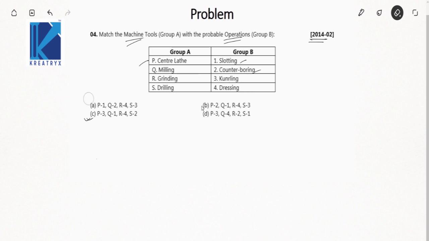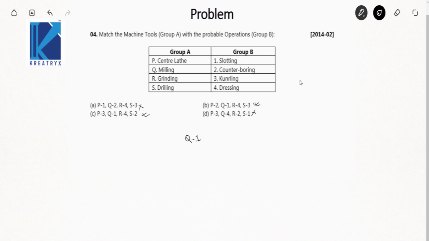Now I will solve it by another method, that is the elimination method, which will save your time in a competitive examination like GATE. So first of all, let's say I know that slot milling is an operation which is performed. So milling is for slotting. So Q is 1. That's for sure. Now we will look at the options. See, option A doesn't contain Q1 and option D doesn't contain Q1. So these will get eliminated. Now B and C are the probable options.